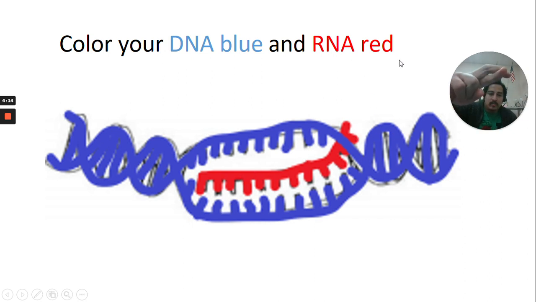So basically, you have the DNA, right? And it's going to really open up, and then from the middle, it's going to come out RNA, which is like a copy of DNA, but it's only one side. It's only one strand. Go ahead and color this little image just like this. The DNA is going to be blue, and the RNA is going to be red. Pause the video. Now that you did that, let's move on.